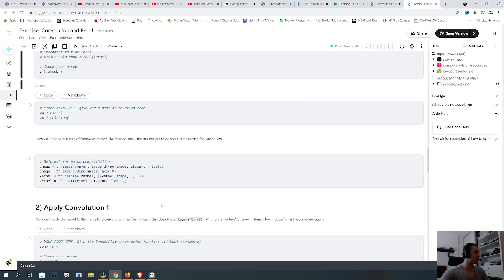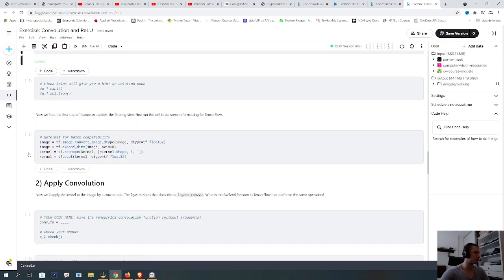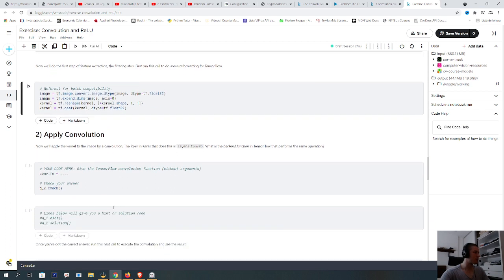Now we'll do the first step of feature extraction, the filtering step. First, run this cell to do some reformatting for TensorFlow. So it's converting the image to float. I think that's all this cell does. Apply convolution. Now we will apply the kernel to the image by convolution.